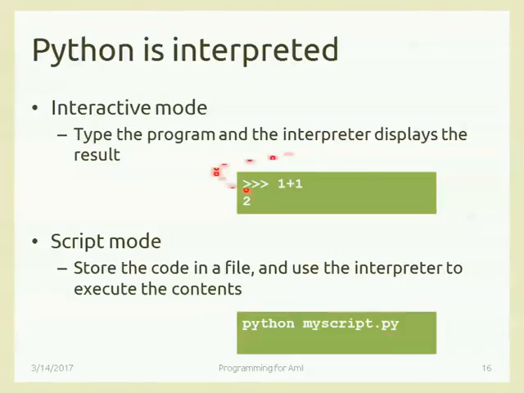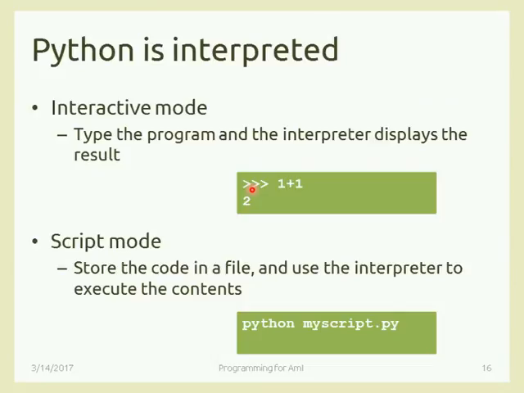And then, since it's interpreted, we also have the interactive mode. The interactive mode is a special mode that is possible since Python is interpreted, in which you can start Python on your computer and type the program one line at a time and see the result immediately on your screen.